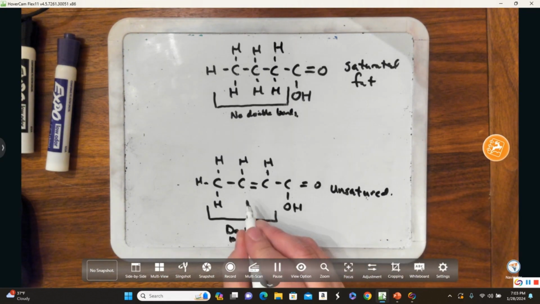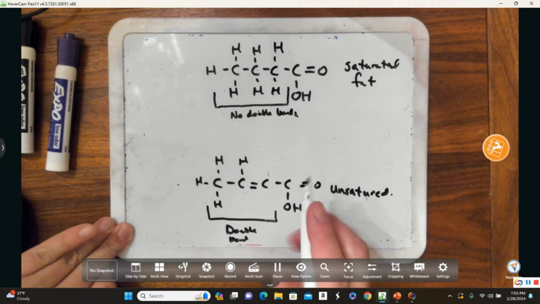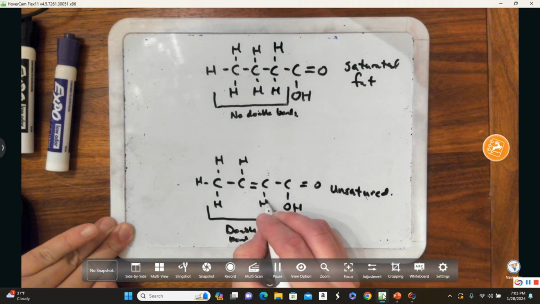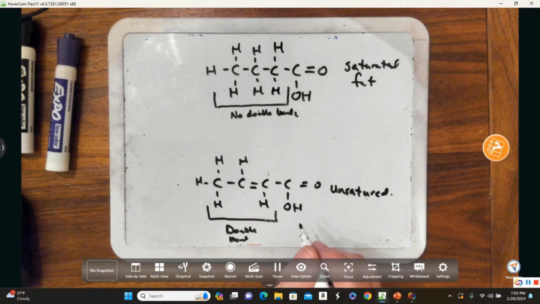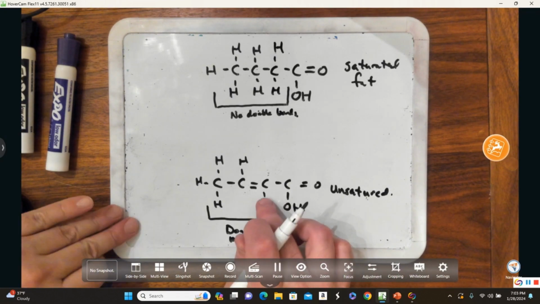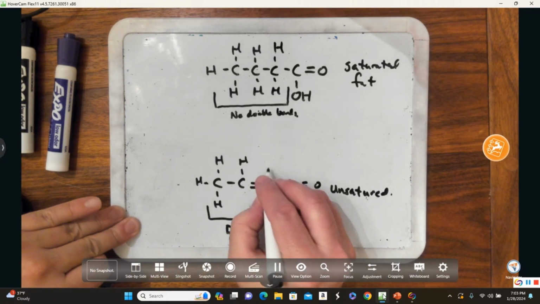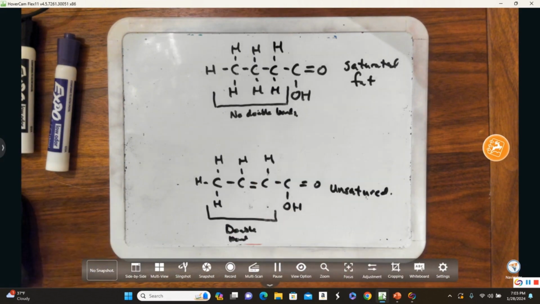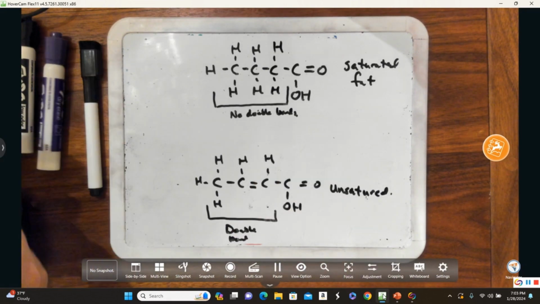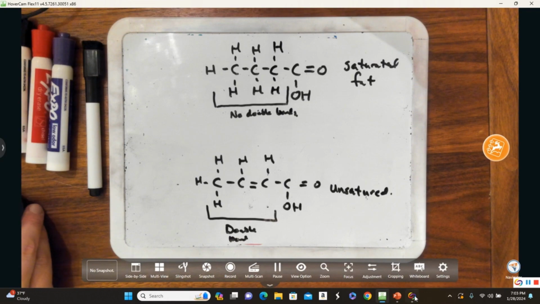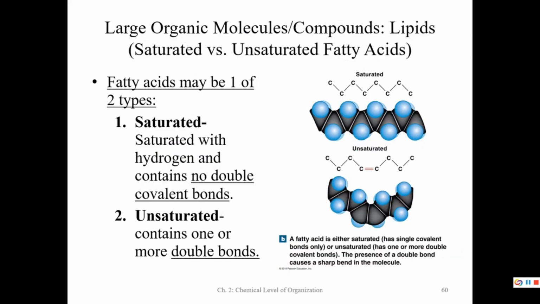So, okay, this is an unsaturated fat. Now, actually, this unsaturated fat is what is called a cis fat. If we had the hydrogen here and a hydrogen here, so if we did this, we would call that a trans fat. And if we have this, we call it a cis fat. Okay. You probably heard of trans fats. So that's actually the difference. That's what a trans fat is.